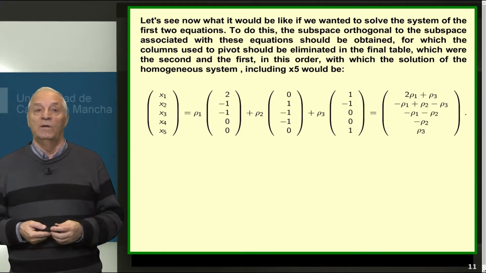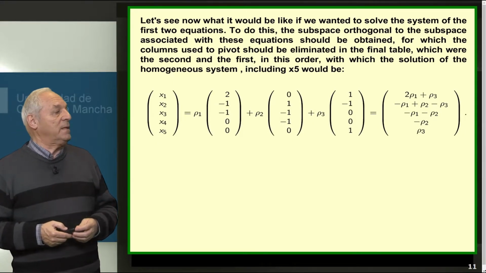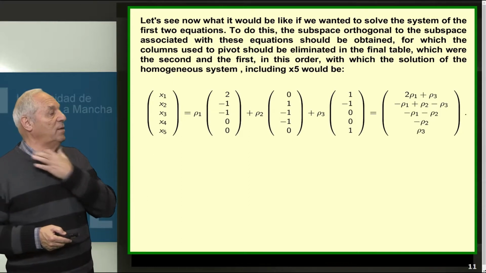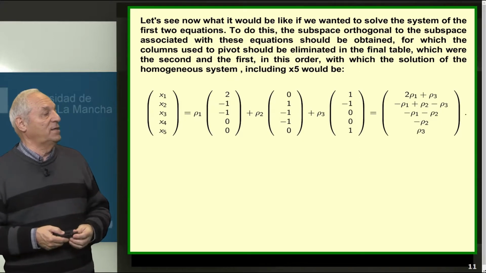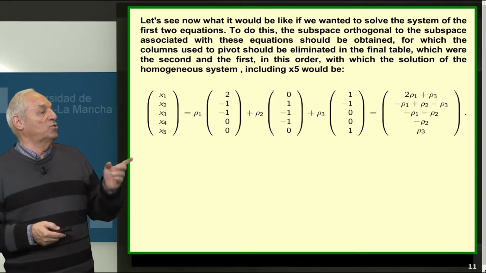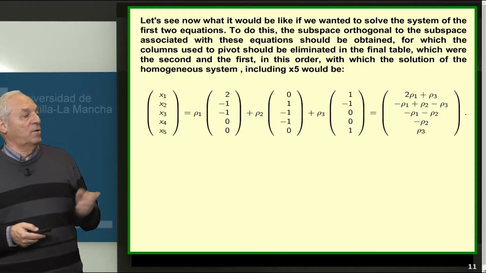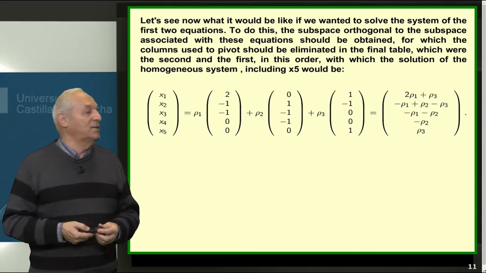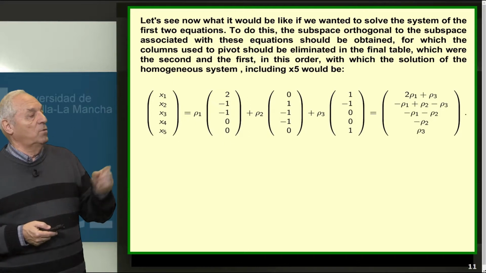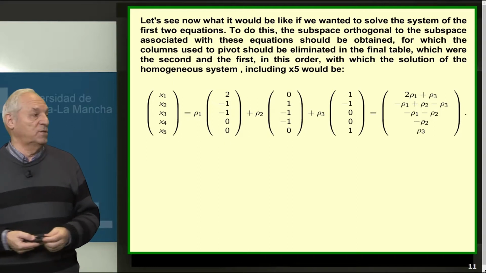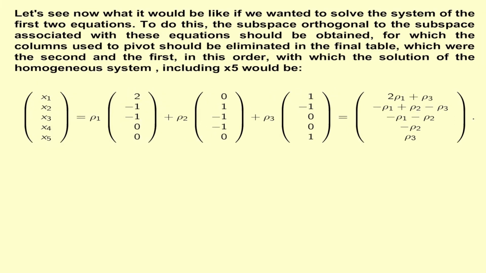Then three row values appear, which are the ones we use to obtain the linear combinations. We could now group that linear combination in vector form, and see that the first component x1 would be 2 times row 1, plus row 2 times 0, which is 0, plus row 3 times 1, then it is 2 row 1, plus row 3. The second, x2, would be row 1 times minus 1, plus row 2 times 1, plus row 3 times minus 1, then it is minus row 1, plus row 2, minus row 3, and so on.